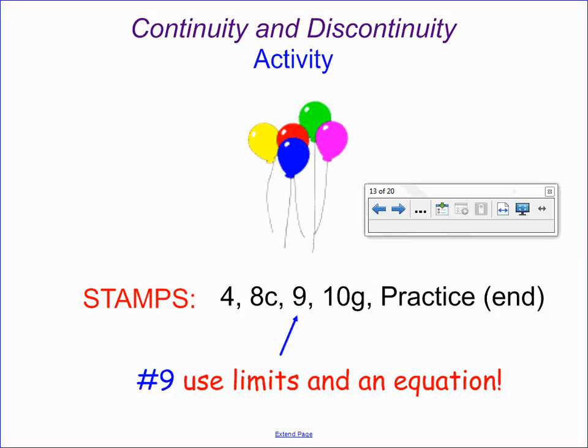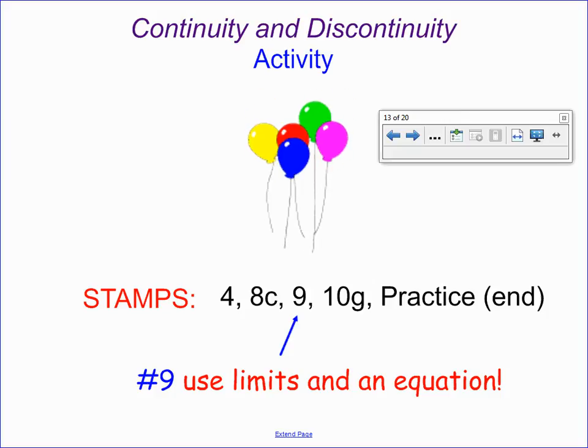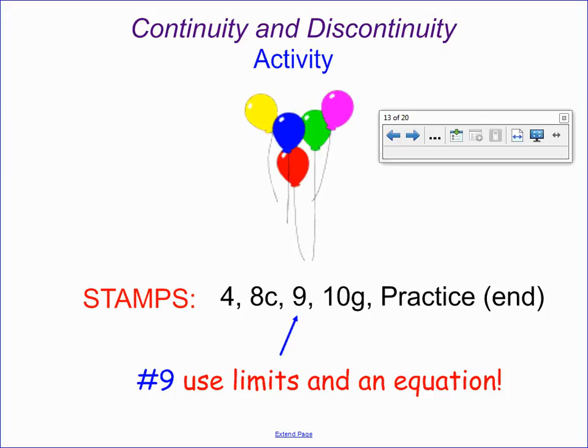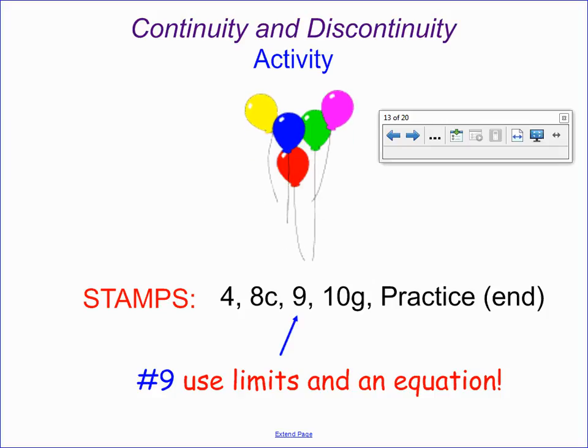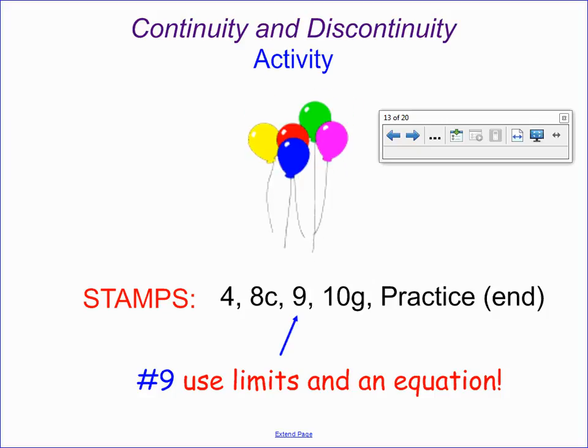Once again, our stamp-eligible items in your activity today: go ahead and put a little circle around number 4, number 8C, number 9, number 10G, and then at the end of the practice, you can get a 5th stamp in today's class. In order to get your 9 stamp, you'll need to use limits and an equation, and I wrote that on the sideboard as well. During the activity today, I'll likely turn off the smartboard to save energy, and then I'll turn it back on when we come together for our discussion.